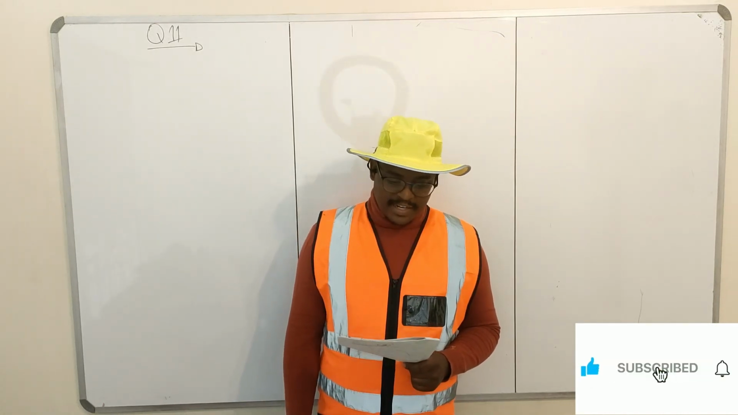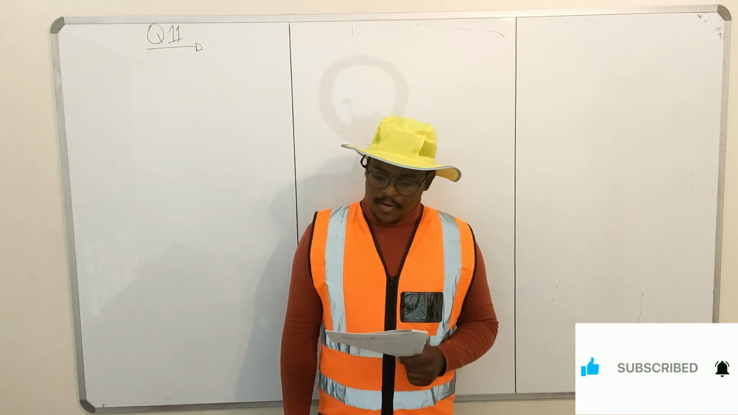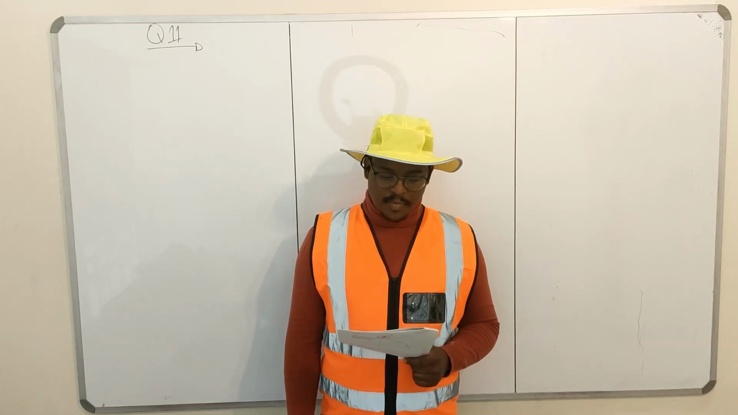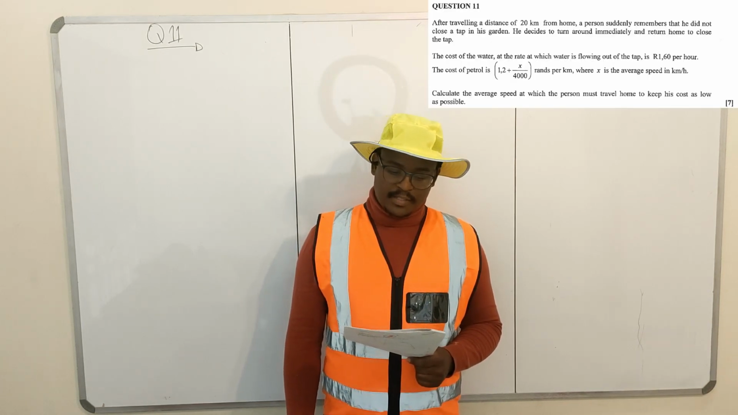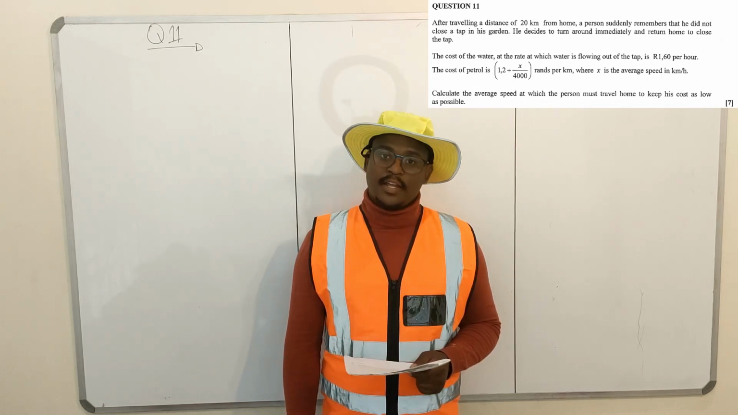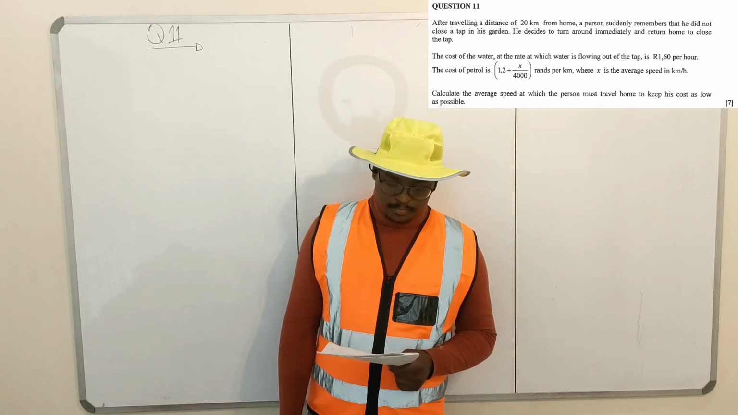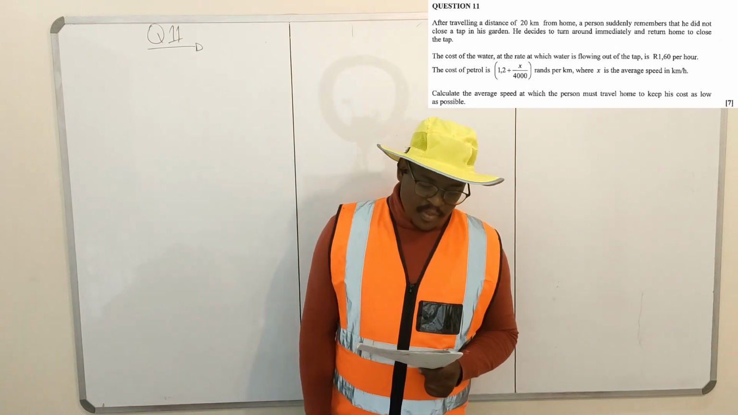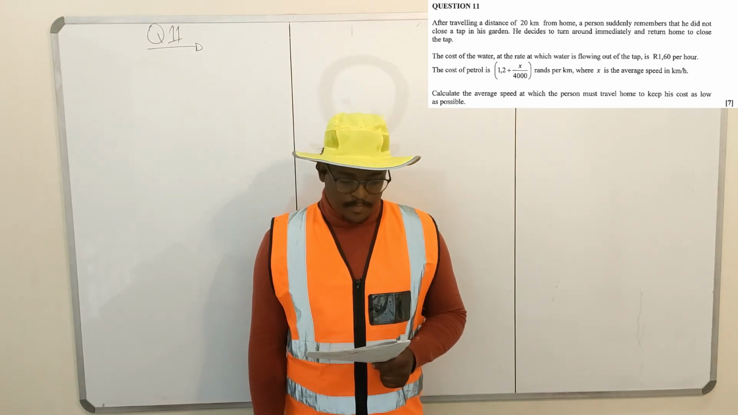So in this video, we're doing question 11 of the November 2021 question paper, Mathematics Paper 1. This is an application of calculus, more like optimization. So let's go. Question 11 reads as follows.